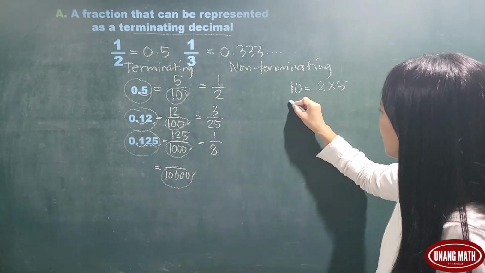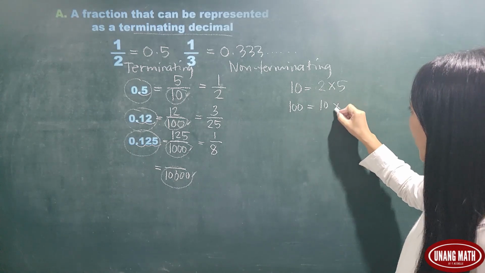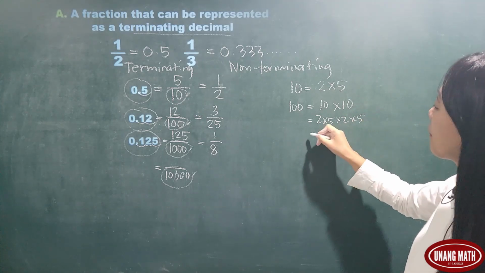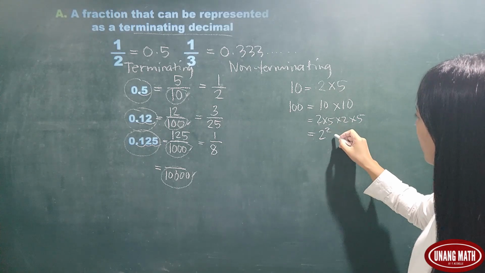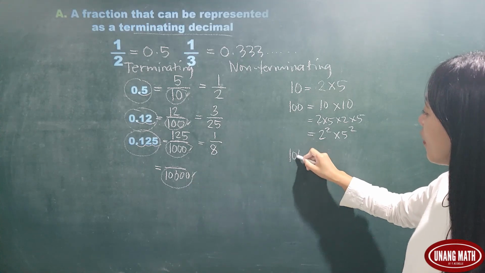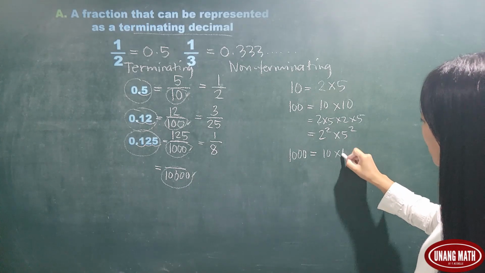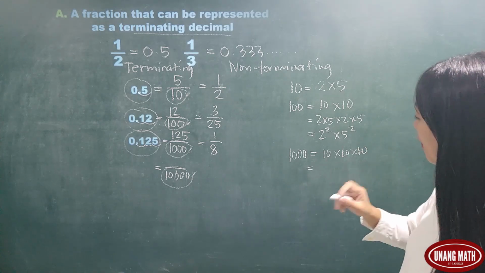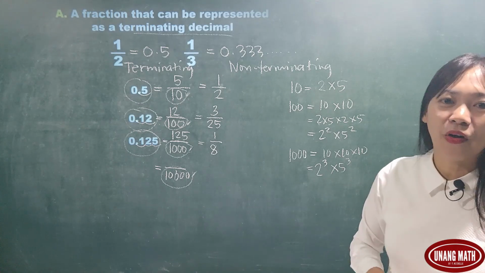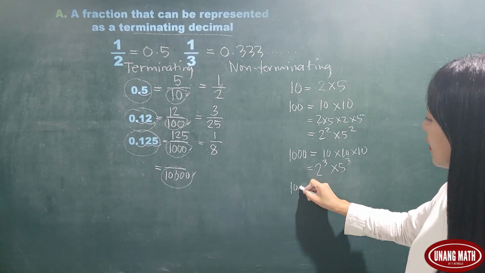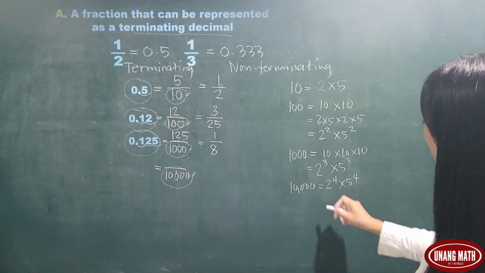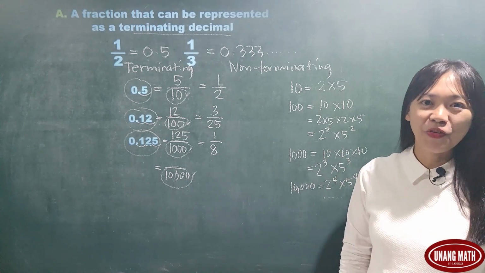Okay, what about 100? 100 is 10 times 10. So that means 2 times 5 times 2 times 5. So the prime factorization is 2 squared times 5 squared. Okay, what about 1000? 1000 is 10 times 10 times 10. So it means the prime factorization is 2 raised to the power of 3 times 5 raised to the power of 3. Okay, for 10,000, the prime factorization is 2 raised to the power of 4 times 5 raised to the power of 4. Okay, and so on and so forth.